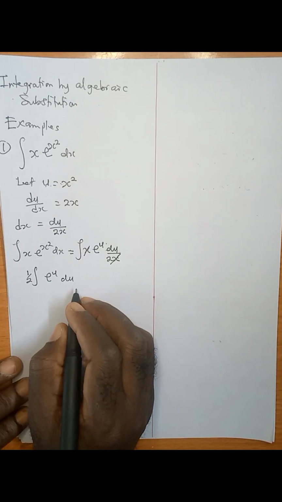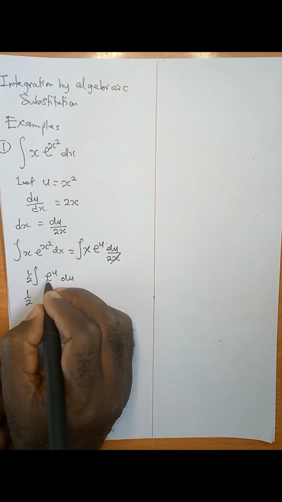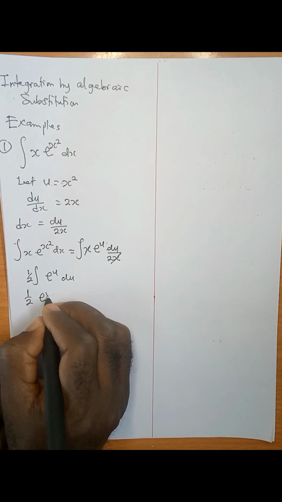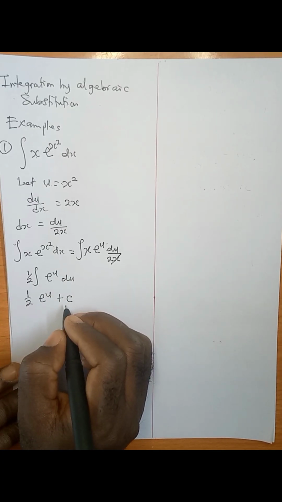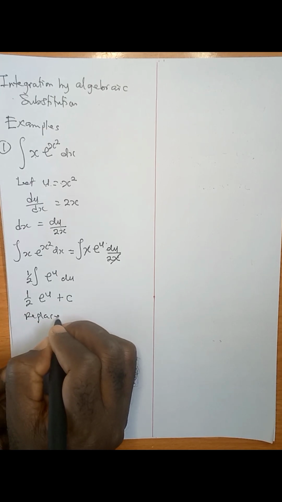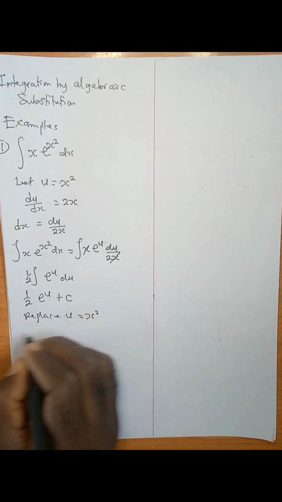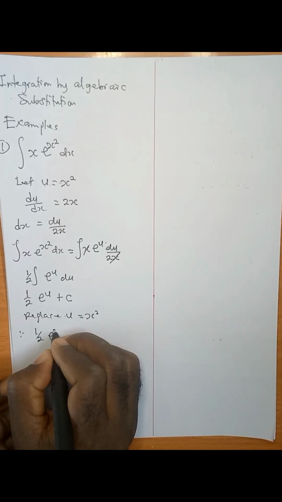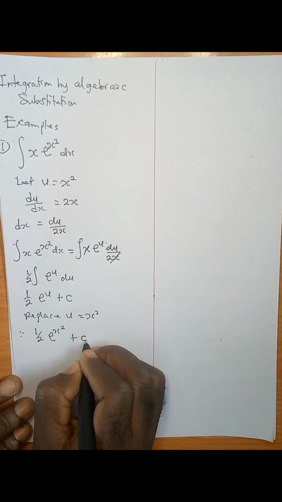Now, let us continue. Then from here, we have 1 over 2. The integration of e raised to power u is e raised to power u. Then we put our constant of integration, which is c. Then we now replace our u, which is equal to x squared. Therefore, our integration is 1 over 2 e raised to power x squared, then plus c.